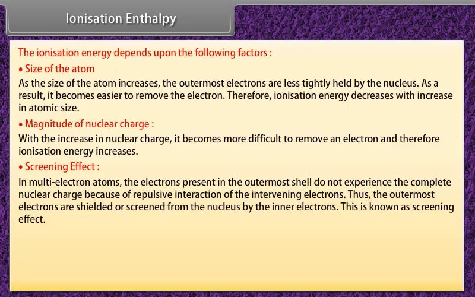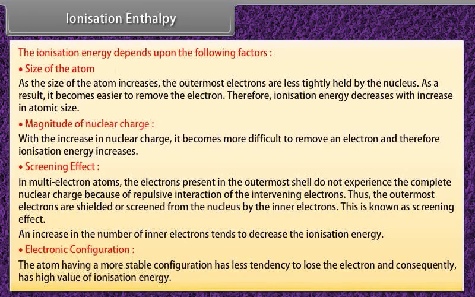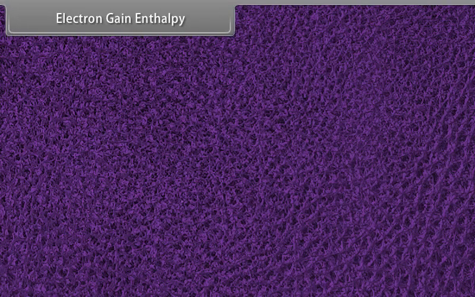Thus, the outermost electrons are shielded or screened from the nucleus by the inner electrons. This is known as screening effect. An increase in the number of inner electrons tends to decrease the ionization energy. Electronic configuration: the atom having a more stable configuration has less tendency to lose the electron and consequently has a high value of ionization energy.